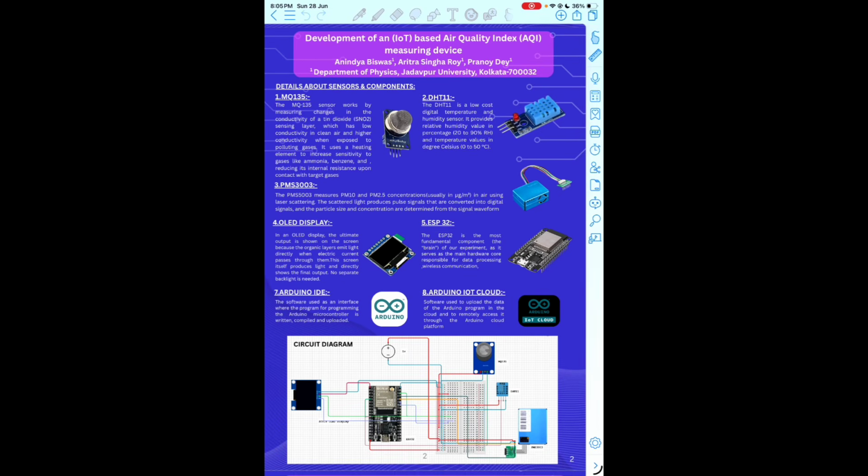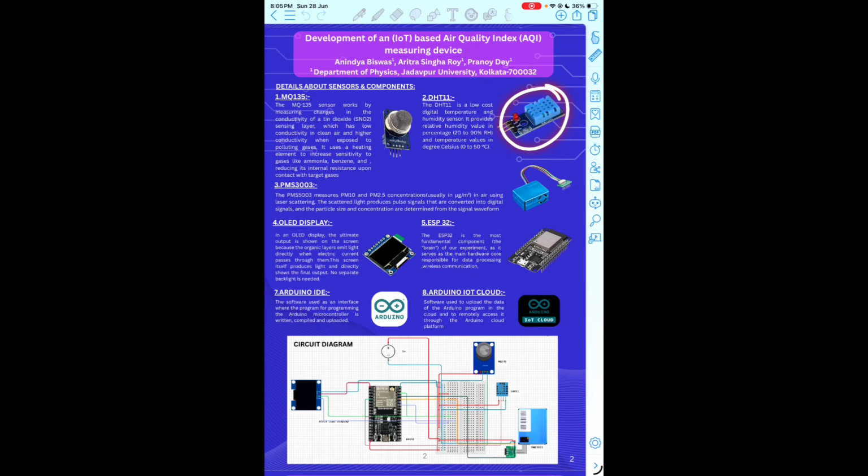So now I will explain the details about the sensors and components used in this project. This is the MQ135 sensor. It is a gas sensor that detects harmful gases like carbon dioxide, ammonia, benzene, alcohol vapor, smoke in the surrounding air. Inside the sensor, there is a heating element and a sensitive material made of tin oxide. So when harmful gases come into contact with the material, its electrical resistance changes, and the microcontroller measures this change in resistance and converts it into an analog value representing the gas level.